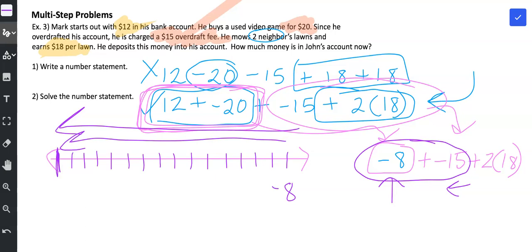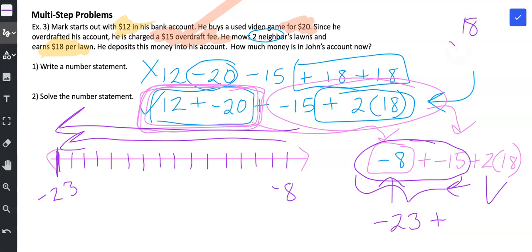And now I need to figure out what that number is. So I'm just going to start counting. I was at -8, now I'm at -9, -10, -11, -12, -13, -14, -15, -16, -17, -18, -19, -20, -21, -22, -23. I'm at -23. So I end up at -23. So -8 plus a -15 is -23. And then I'm going to add to that 2 times 18.